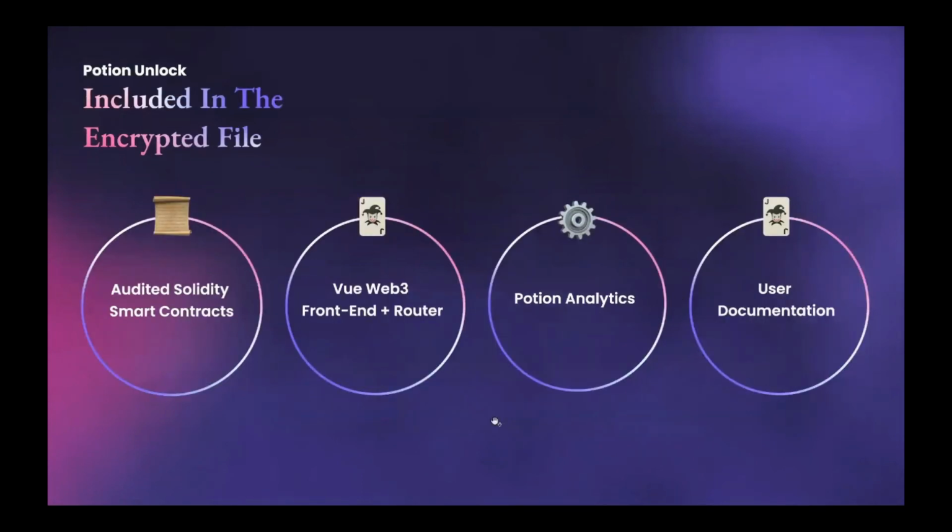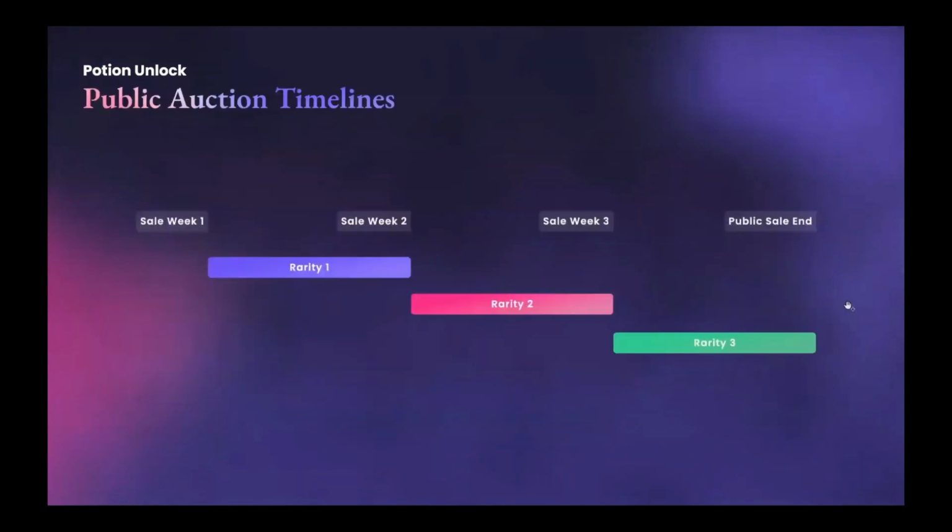I hope the main ideas are making sense. So just to reiterate, the code will actually contain a fully developed, fully audited, fully ready to go set of code, including the smart contracts, the front end, which was developed in Vue, including the router, which, as Aureliano mentioned, in itself was a small feat of engineering, the Potion Analytics suite of tools, as well as the user documentation. So this is how it's going to work.